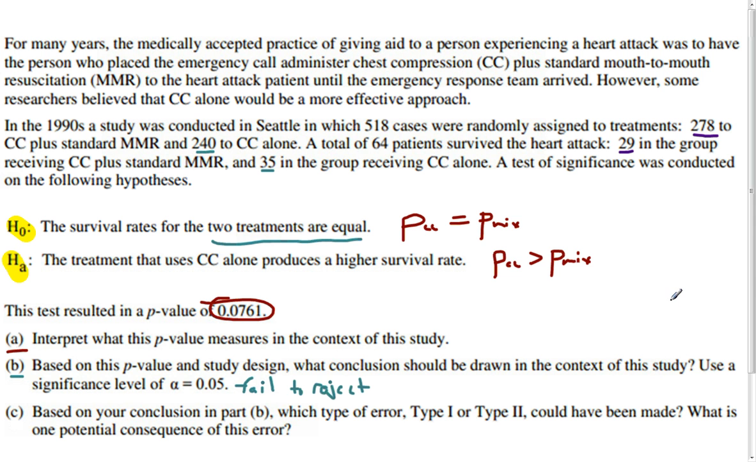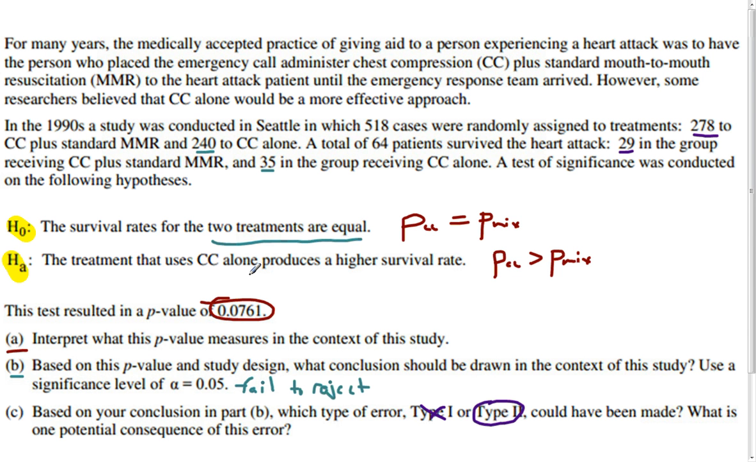Part C is based on the conclusion above, what type of error could have been made. Well, if we fail to reject, then a type 1 error is out, so we're left with only a type 2 error that could be made. What is one potential consequence? Well, one consequence could be that you're taking a good treatment, which is that the chest compressions alone might be a better way to treat people than the existing treatment of using the mouth-to-mouth and the chest compressions. And you might not be able to use chest compressions because you haven't proved that it's going to work.